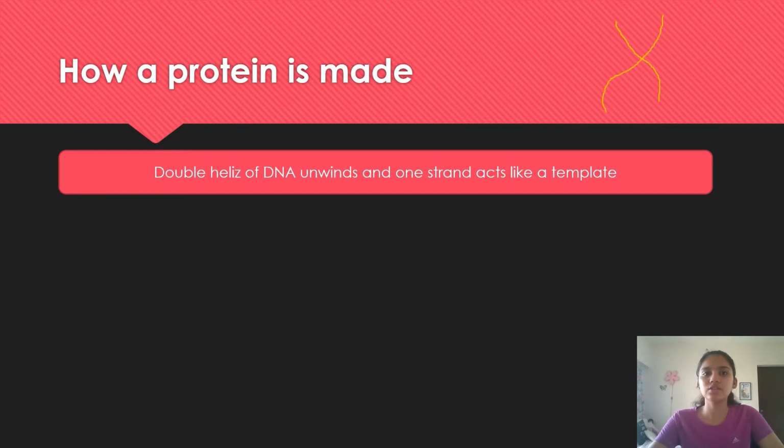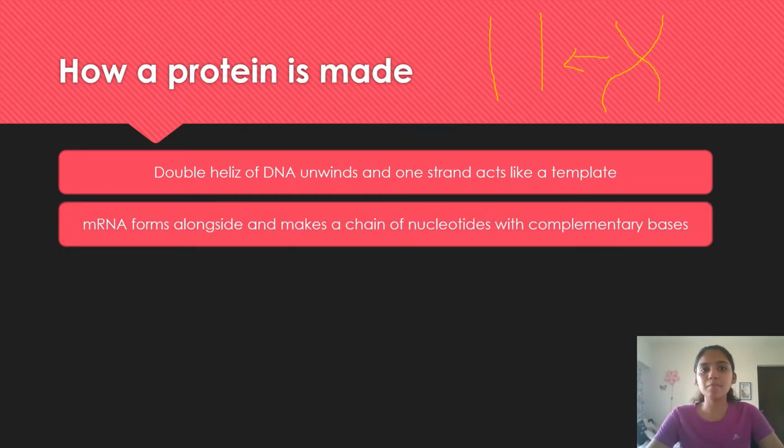Okay, so the double helix of DNA unwinds and one strand acts as a template. So this unwinds and it comes to this. Okay, this is how it becomes. Then after that, mRNA forms alongside and makes a chain of nucleotides with complementary bases. Okay, let's break this down.